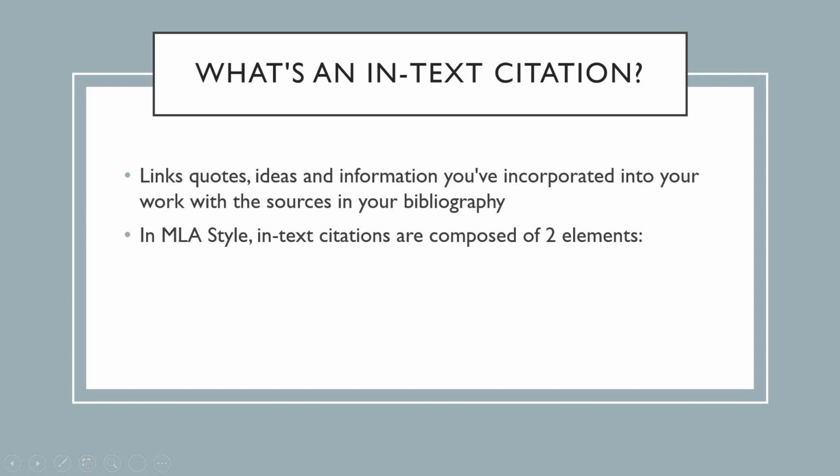In MLA style, an in-text citation is composed of two elements. One element links the in-text citation with the bibliography. This is the author's last name. The other element allows you to know exactly where in the source you retrieved the information you're citing. This is the page number. Generally, these two elements are delineated in the text by placing them in parentheses.